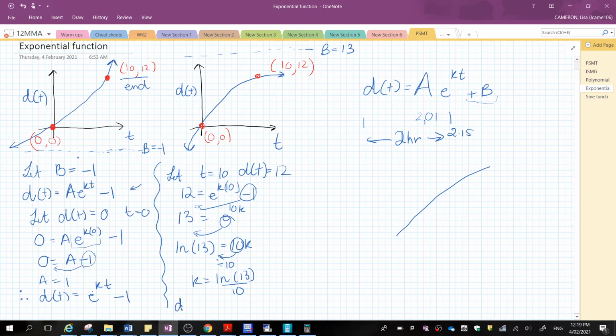Okay, so now my last step is to state the equation that I have calculated. So d(t) is equal to e^((ln 13 / 10)t) - 1. Now, if you chose to do the other style of function, it's going to be a very similar process, but your algebra might be a little bit different because you'll have that value in front. But I've got faith in you. I believe you. You can do it.